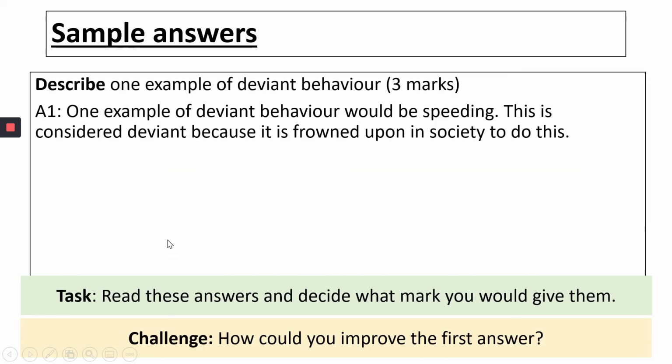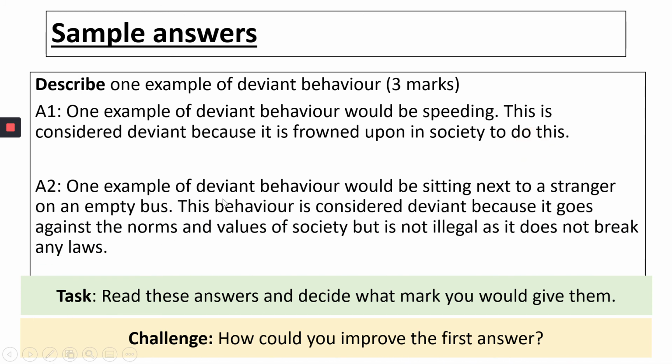So I've got 2 examples here. Answer 1, one example of deviant behaviour would be speeding. This is considered deviant because it's frowned upon in society to do this. Answer 2, one example of deviant behaviour would be sitting next to a stranger on an empty bus. This behaviour is considered deviant because it goes against the norms and values of society, but it's not illegal as it does not break any laws. So obviously you can see that answer 2 is a little bit better, because it uses the key terms of norms and values, but also it clearly contrasts it with what illegal or criminal behaviour is.